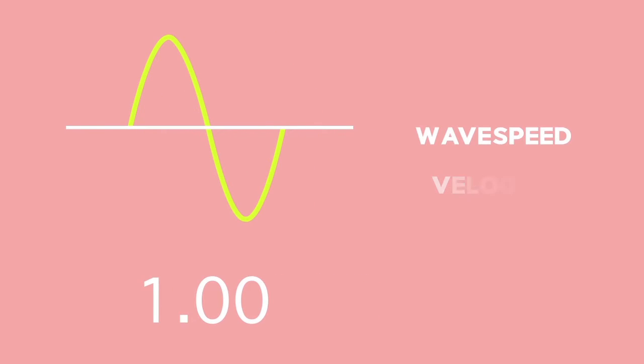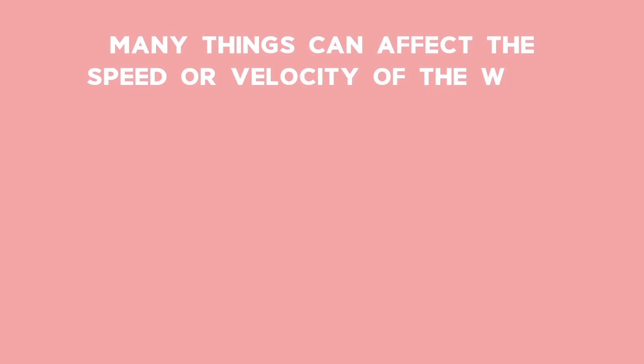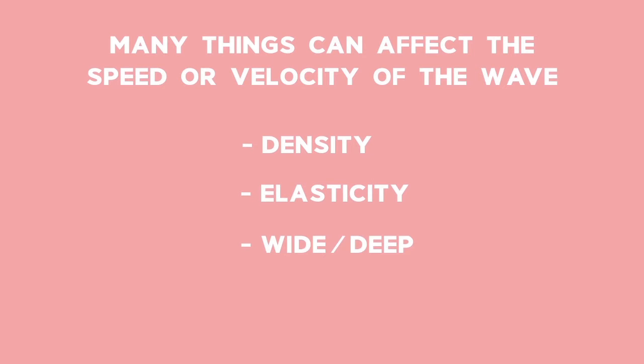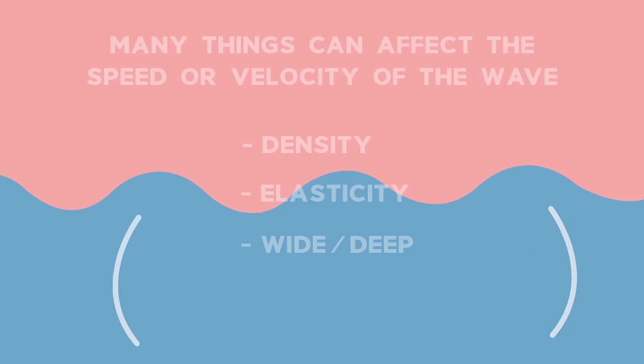Just like everything else we have been dealing with, waves have to travel at a certain time, and that gives us a wave speed or velocity. Wave speed is the distance that a wave covers in 1 second. Many things can affect the speed or velocity of the wave, like the density of the material, how elastic it is, and even how wide or deep the substance is. You might have remembered that sound travels much faster through water.